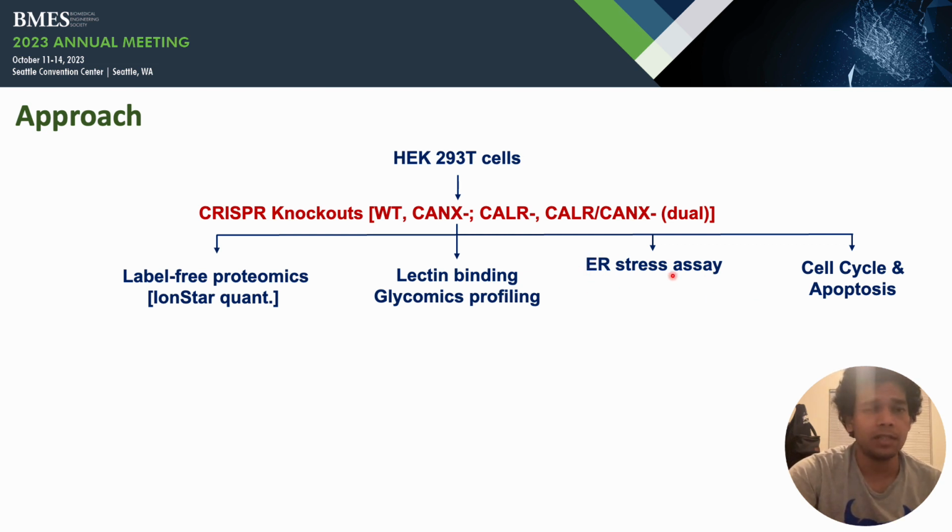a functional study based on ER stress, as this calnexin and calreticulin knockout might dysregulate the functioning that is going on within the endoplasmic reticulum, that might trigger the ER stress. And finally we end this study by checking whether these knockouts have any role in the cell cycle or apoptosis or not.